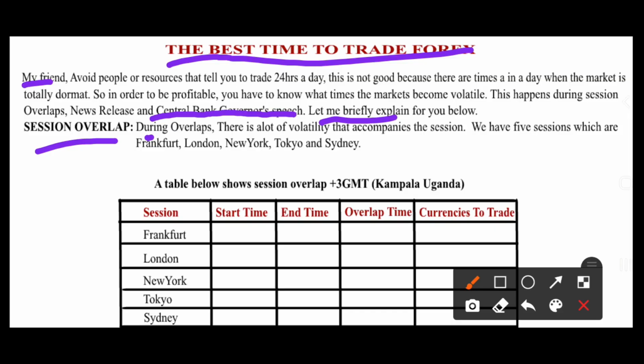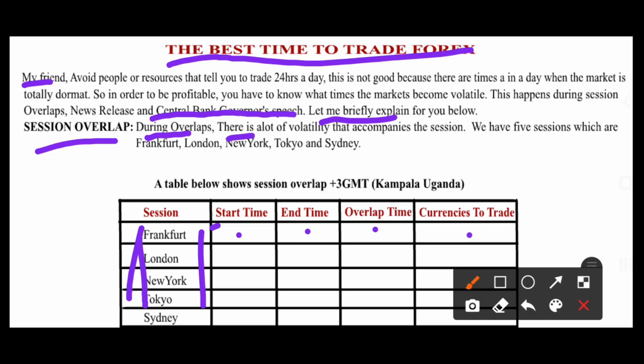So, session overlap. During overlaps, there is a lot of volatility that accompanies the session. We have 5 sessions, which are Frankfurt, London, New York, Tokyo, and Sydney. Now these are the sessions. And on this table, you're going to put the time, depending on the country that you are in: the start time and the end time, then the overlap time. That is where there is too much volatility, and the currencies you can trade.